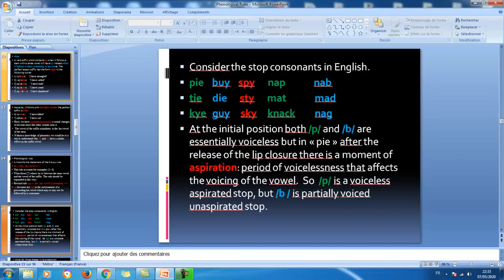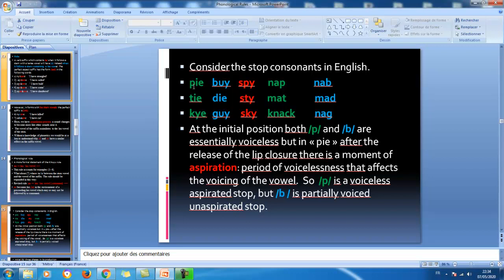Now let's have a look at another example of a class of sounds, taken from English. Consider the stop consonants in English. In English we have got how many stop consonants? We have got 6. They form a system. We call them the system of stops. We have got 3 that are voiced and 3 that are voiceless.